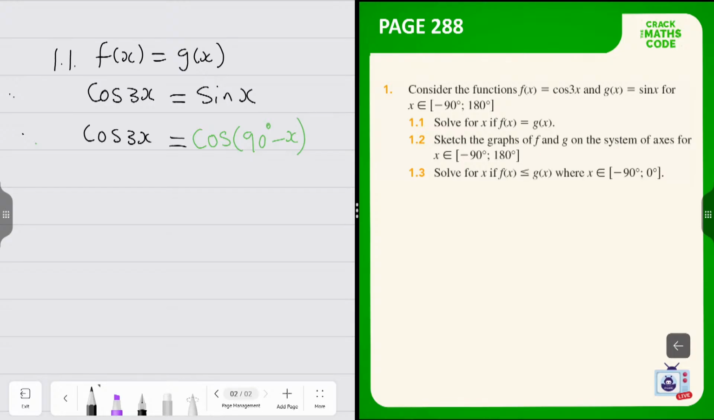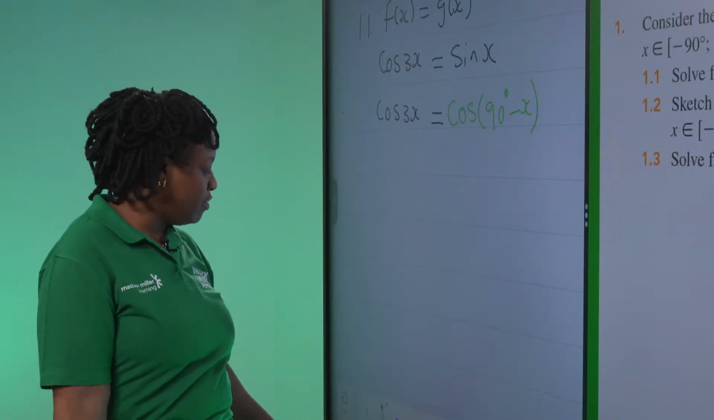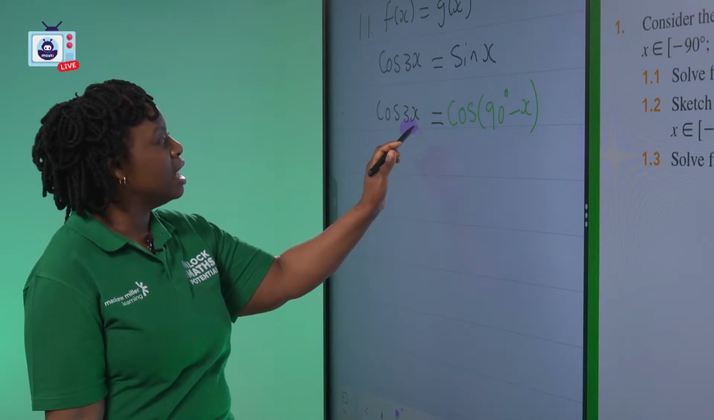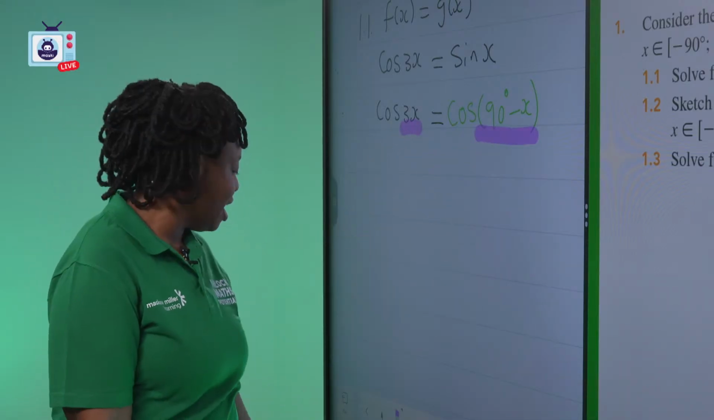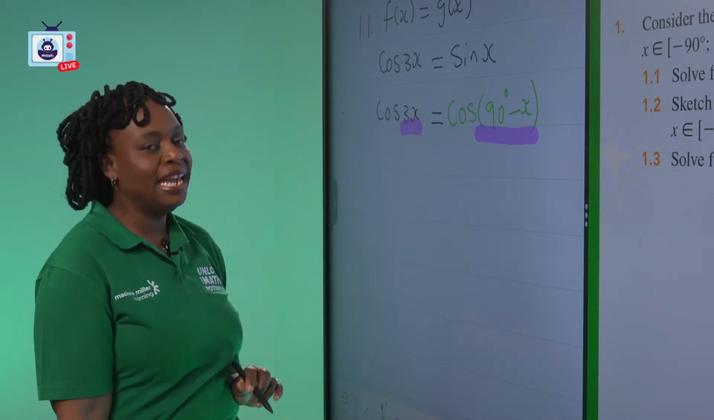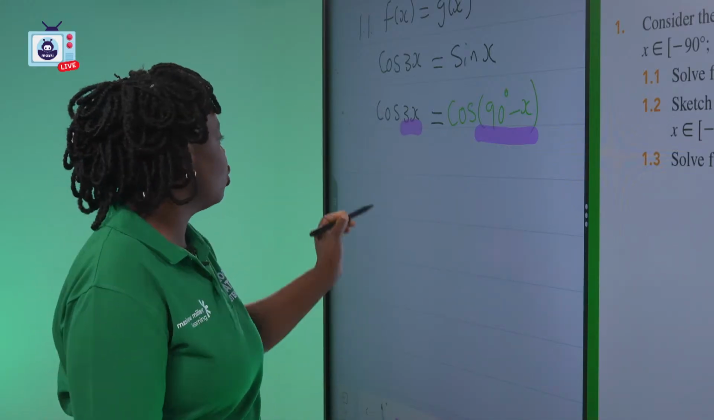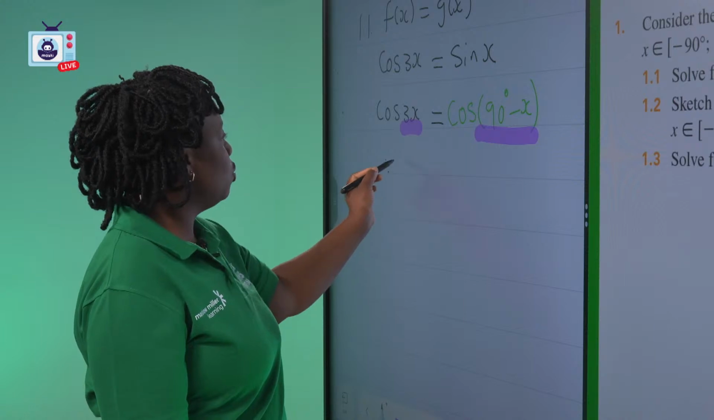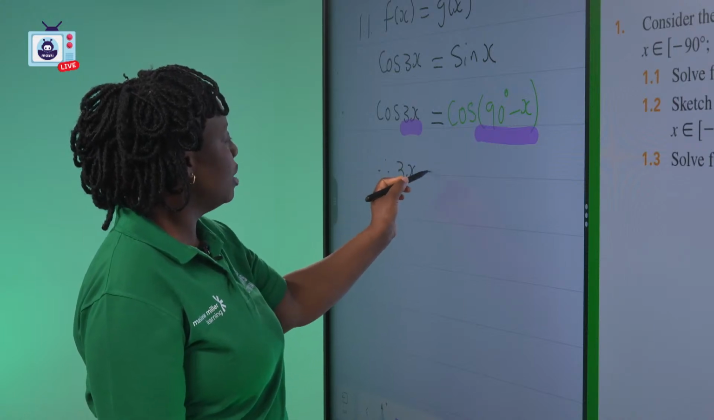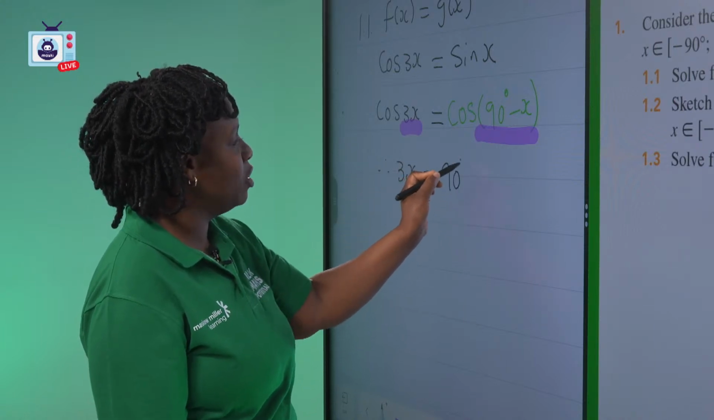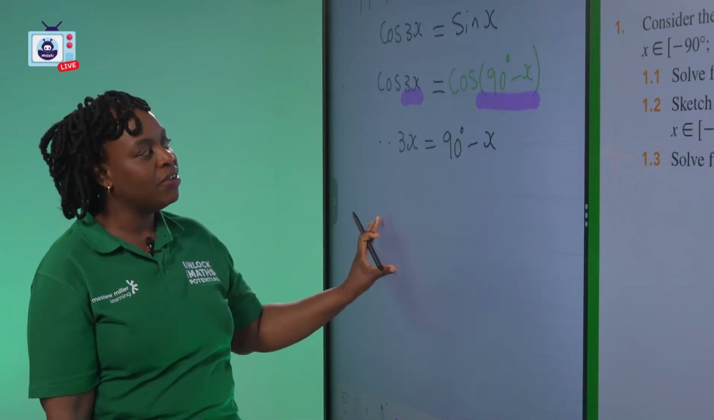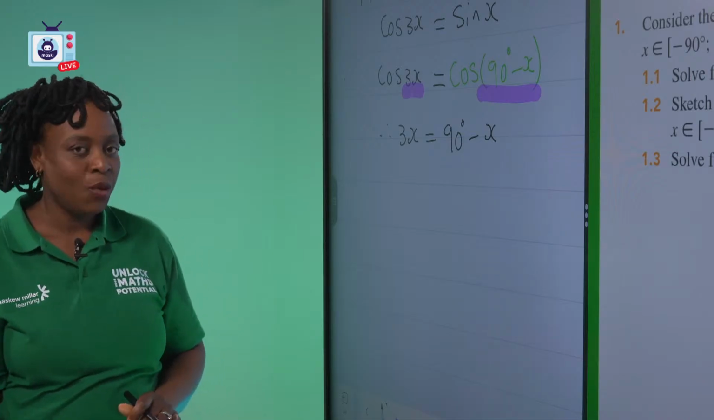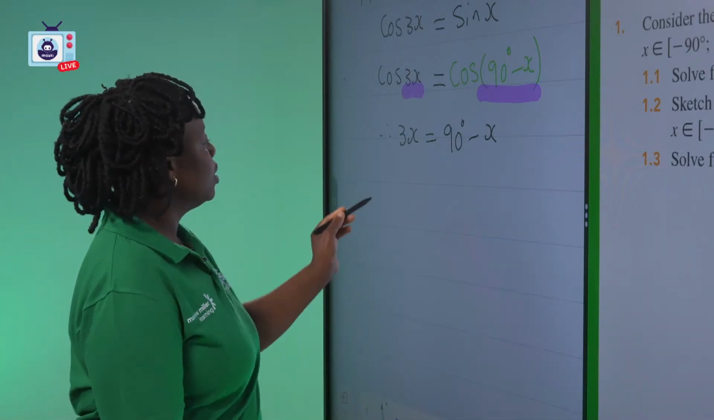Okay, so when we have this, now we know that we have the same ratio, more like when you're doing exponential equations, where we would drop the bases as if we don't know they were there. So what we're going to have is 3x equals 90 degrees minus x. So this is what we have in this context. Are we following? Okay, so that is it.